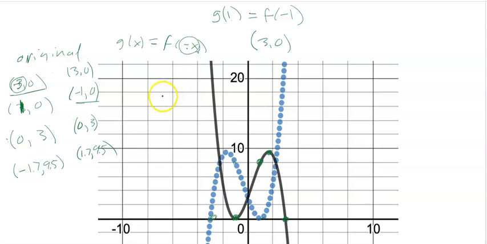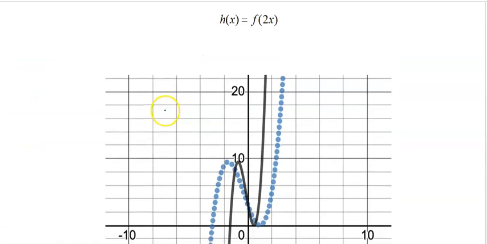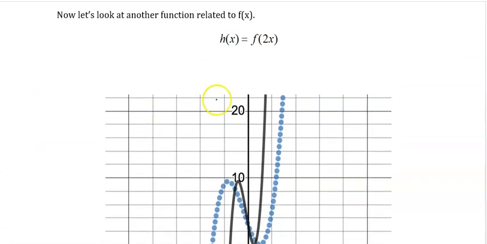So that is not too difficult one. That's actually called a reflection about the y-axis. It's not so much a shift as a, I'm sorry, it's a reflection about the y-axis. When you change the signs of the x, you reflect about the y-axis. It's not so much a shift, but a reflection. Let's look at something that makes it a little different, though.